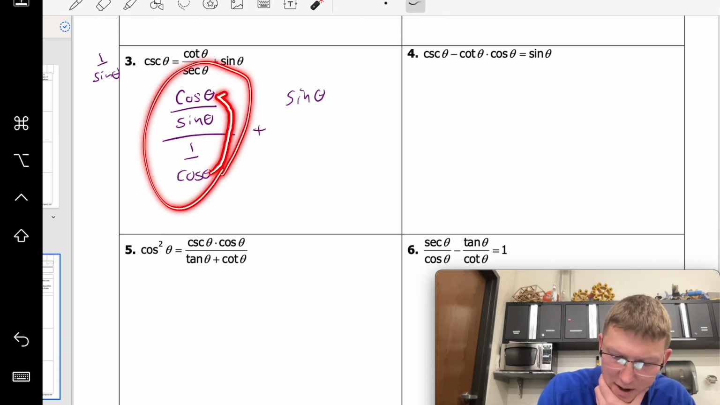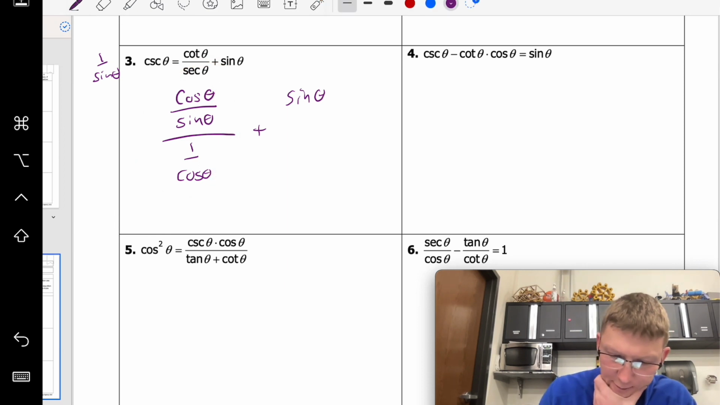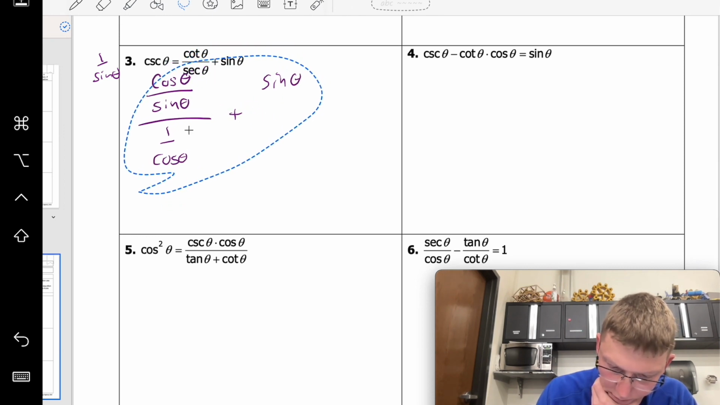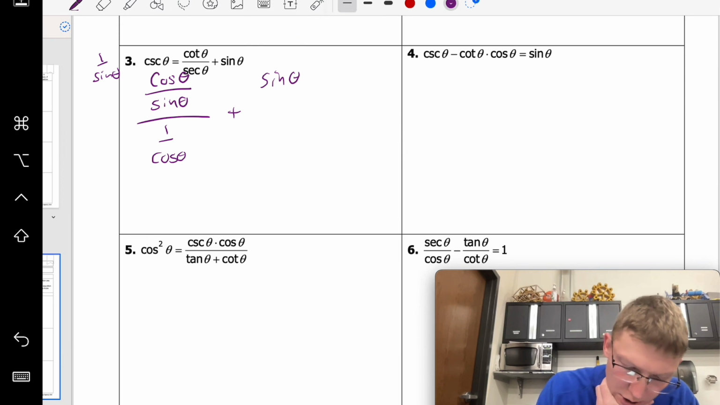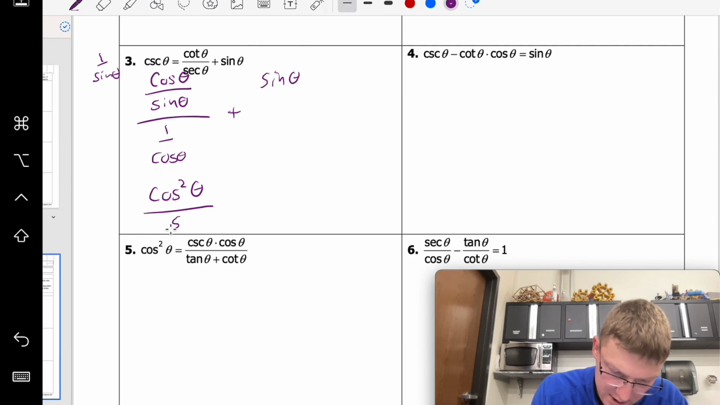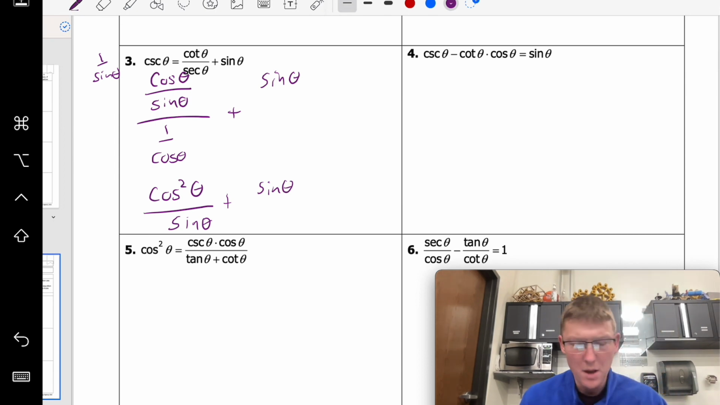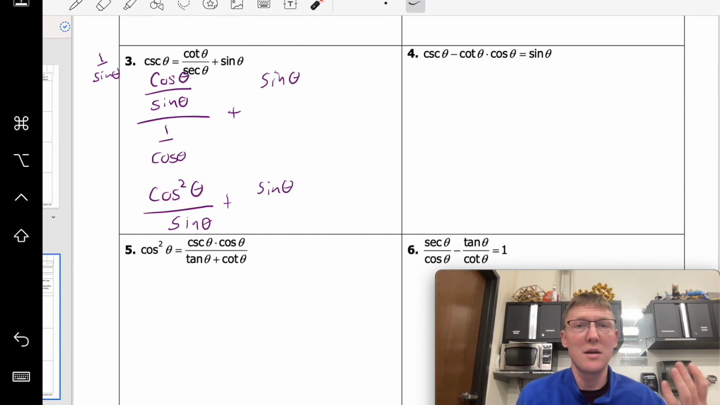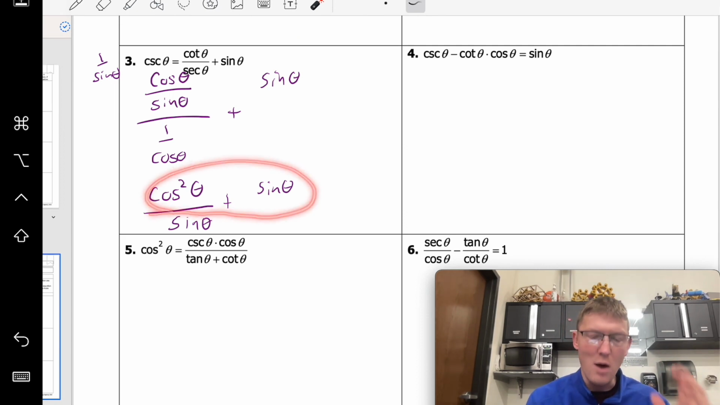So let's look at this thing. So we move this cosine up, and we're going to have cosine squared of theta over sine of theta plus sine of theta. Okay, so I'm still not where I want to be, but I've got a cosine squared, so that immediately leads me to believe, can I do a Pythagorean trig identity? So what if we actually wanted to add these? How would we add them?